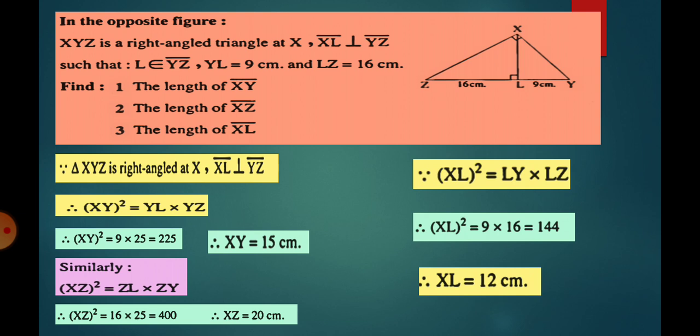Or we can find XL by the formula: the product of two perpendicular sides, XY times XZ, over the length of the hypotenuse, over 25. It will be 12 centimeters.